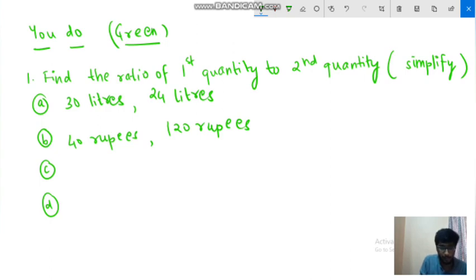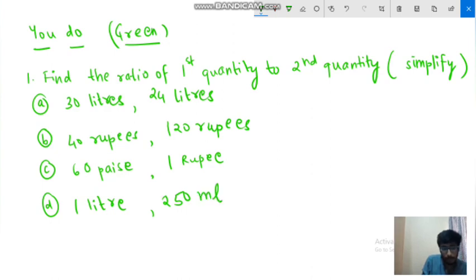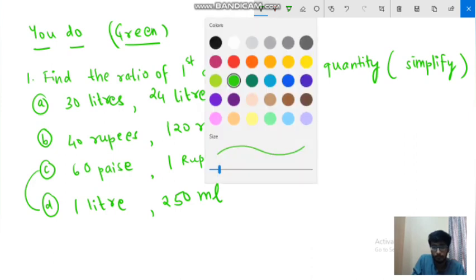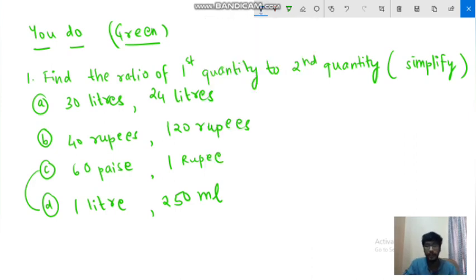Okay, so second is 40 rupees to 120 rupees, then 60 paise to 1 rupee, and the last one, 1 liter to 250 milliliter. Okay, first note it down, then I will tell you to pause. Okay, there is one important thing that I would like to tell you for these two. Take 15 seconds to note down. Okay, coming back. So you will solve it.